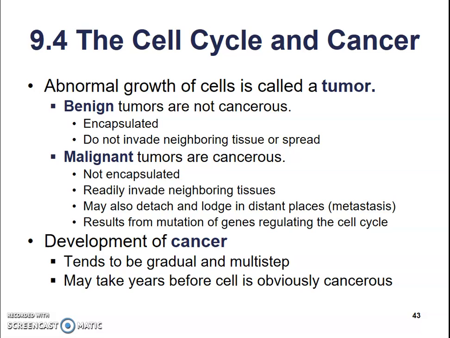And this results from the mutation of genes regulating the cell cycle. So the development of cancer tends to be a gradual process involving a lot of steps, and it may take years before the cell is obviously cancerous.